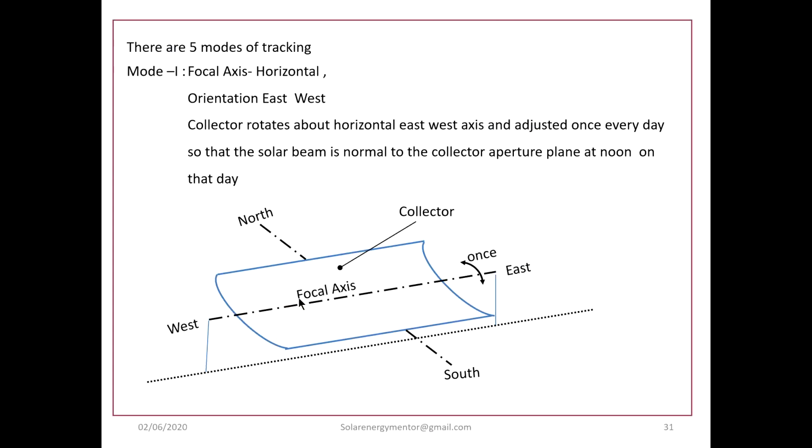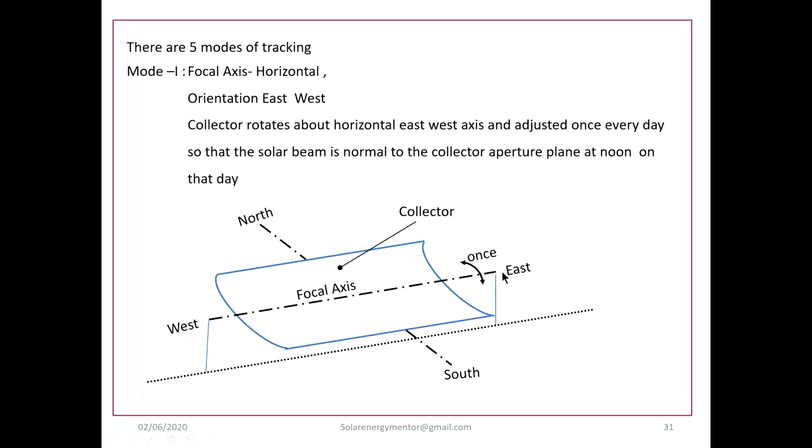There are 5 modes of tracking. So in mode 1 of tracking, the focal axis, we can see here, this is the focal axis of the collector. So focal axis is horizontal. So this is a horizon. This is a horizontal level. It's parallel. So focal axis is horizontal.